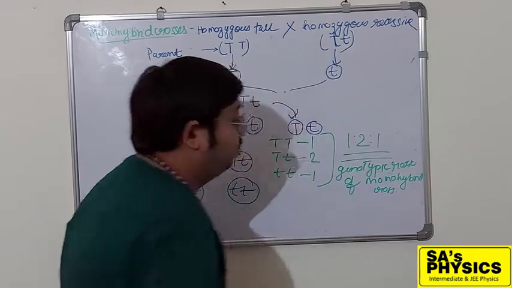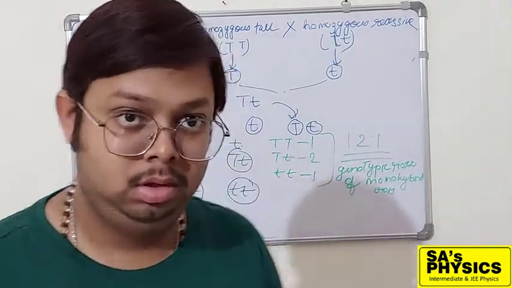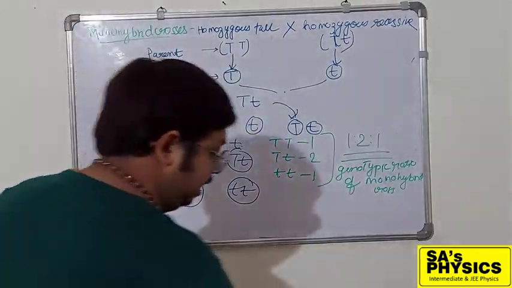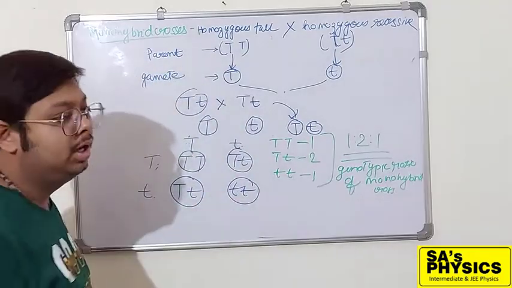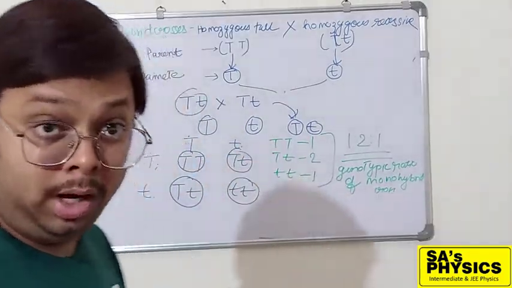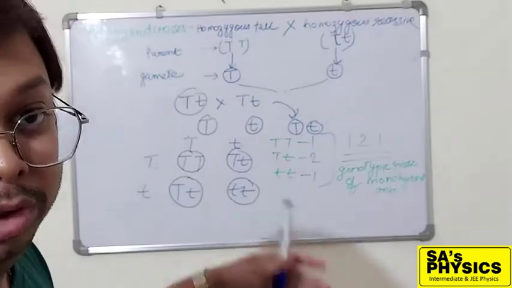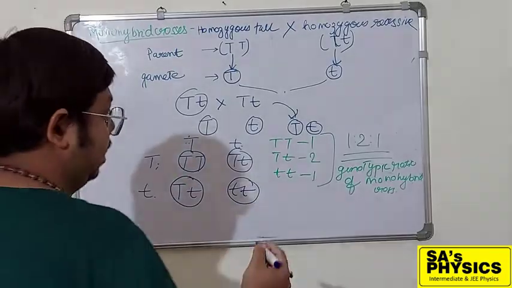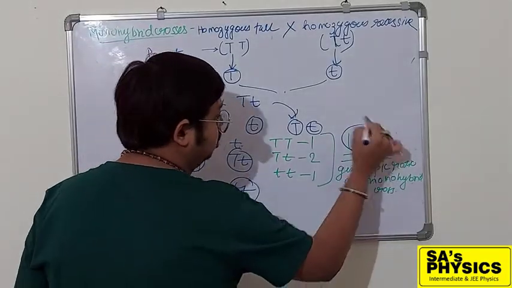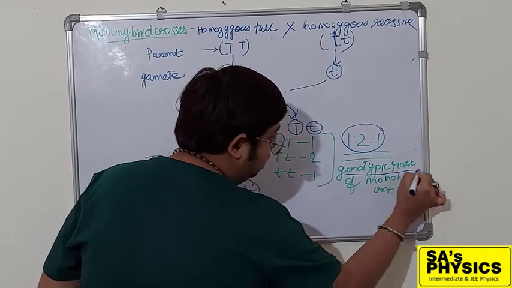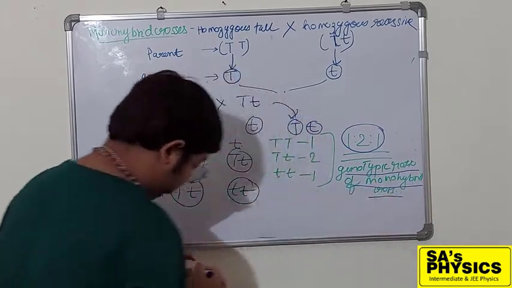Often asked, what is the genotypic ratio of a monohybrid cross? There will be various options given: 1:1, 2:1, 3:1, 1:2:1, something like that. And the correct answer will be 1:2:1 is the genotypic ratio of monohybrid cross.